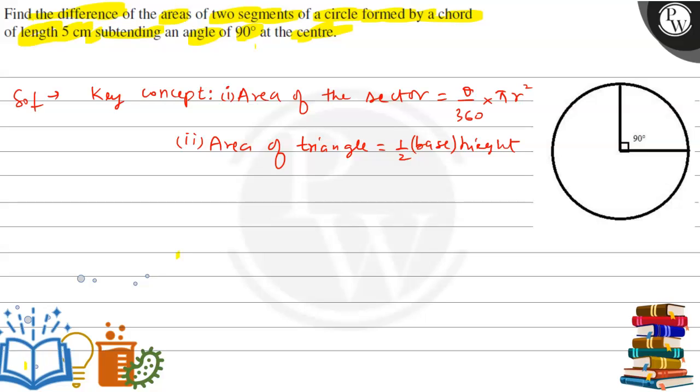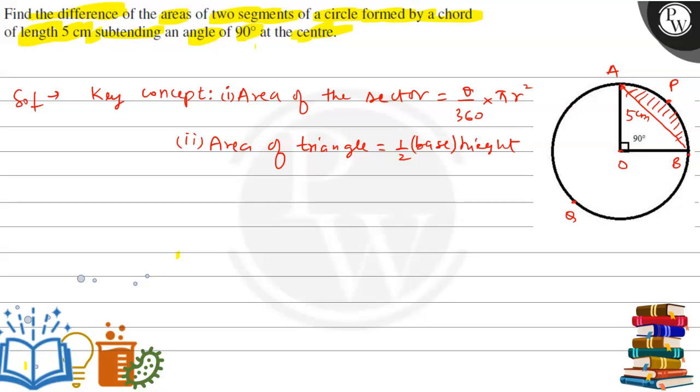Now see, in the question we are given a 90 degree angle at the center and the chord. So let's suppose this is my chord, a chord of 5 centimeters, as given in the question, and we have to find the difference of the areas of the minor segment and major segment. So this shaded area is my minor segment. Let's also name the points. Let's say this is A, this center is O, this point is B, and here we have a point P and here we have a point Q.